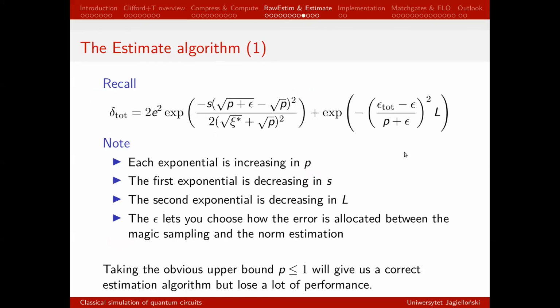The way we solve these is the estimate algorithm, which basically goes like this. If you don't know P, but you want to upper bound your failure probability, one thing you might try is just making P equal to 1. This gives you a correct algorithm. The failure probability is a true bound, but it loses you a lot of performance, basically because of how these are both increasing in P. So if you make P really big, you'll overestimate your failure probability.